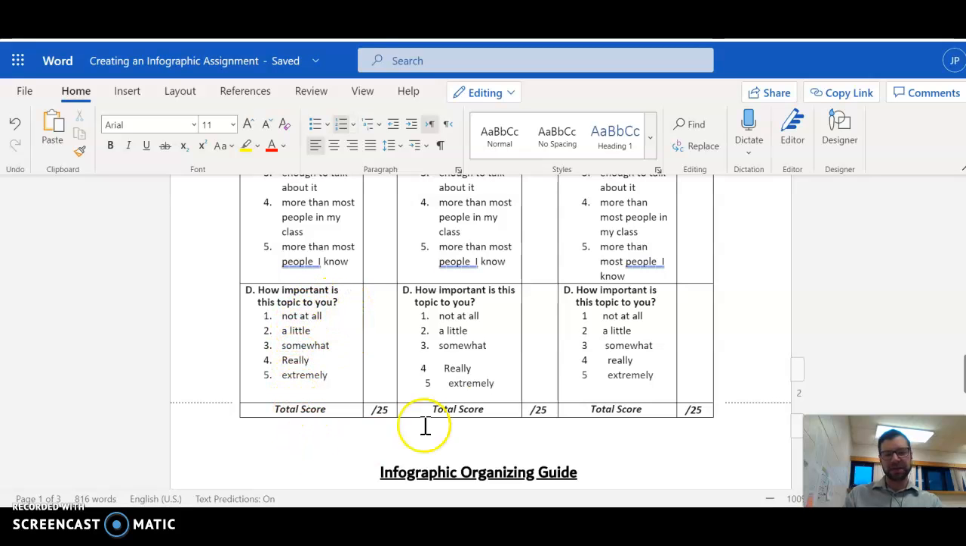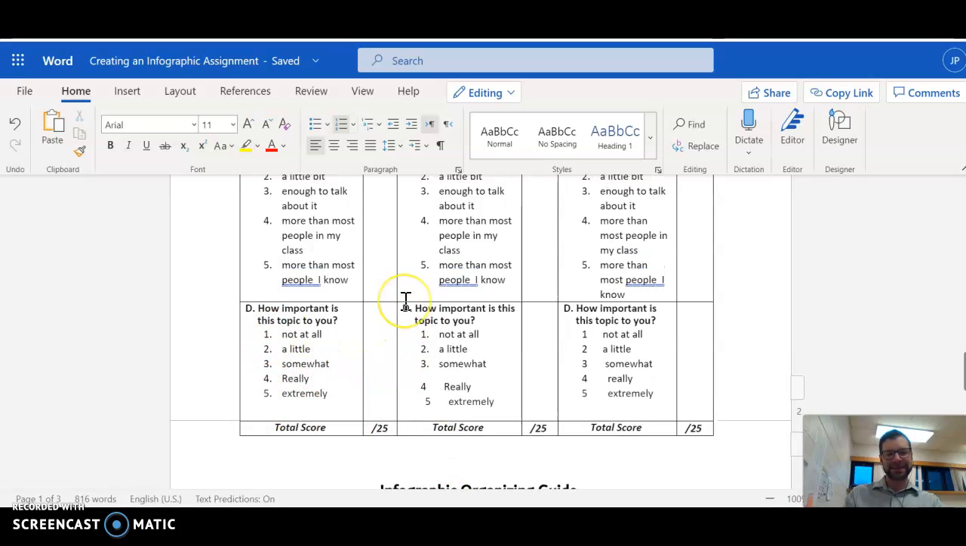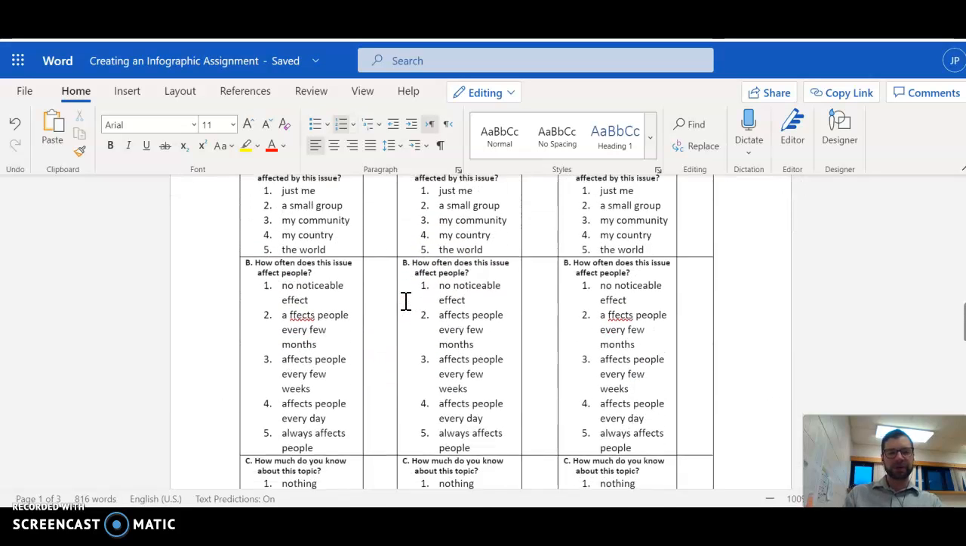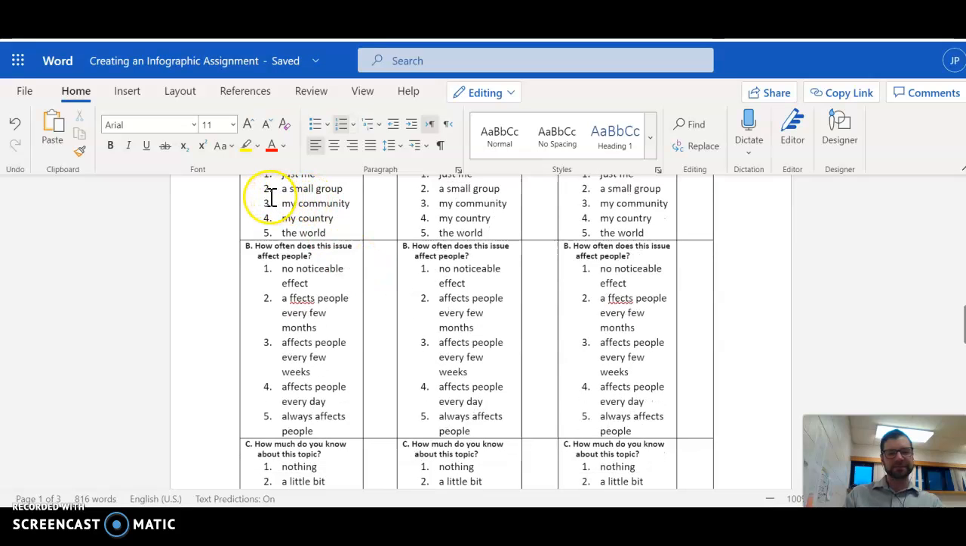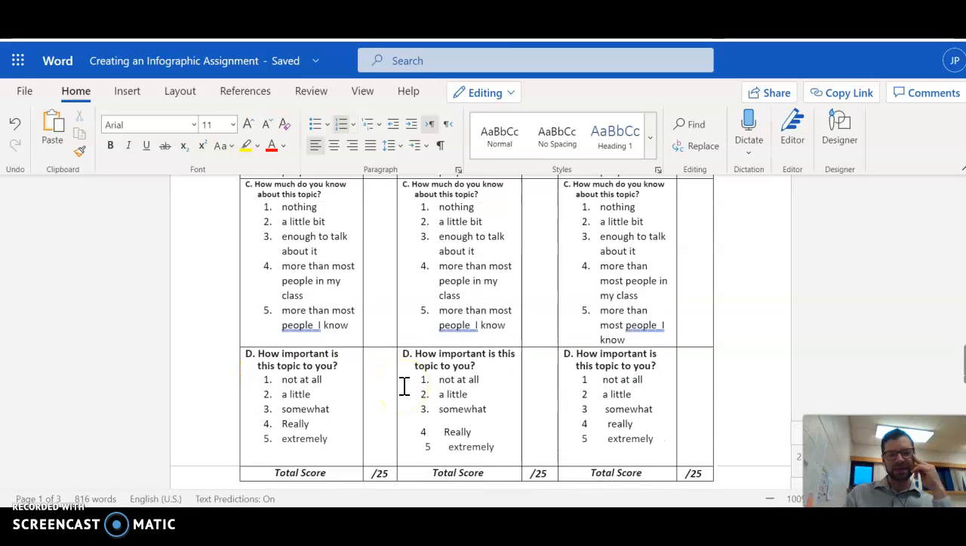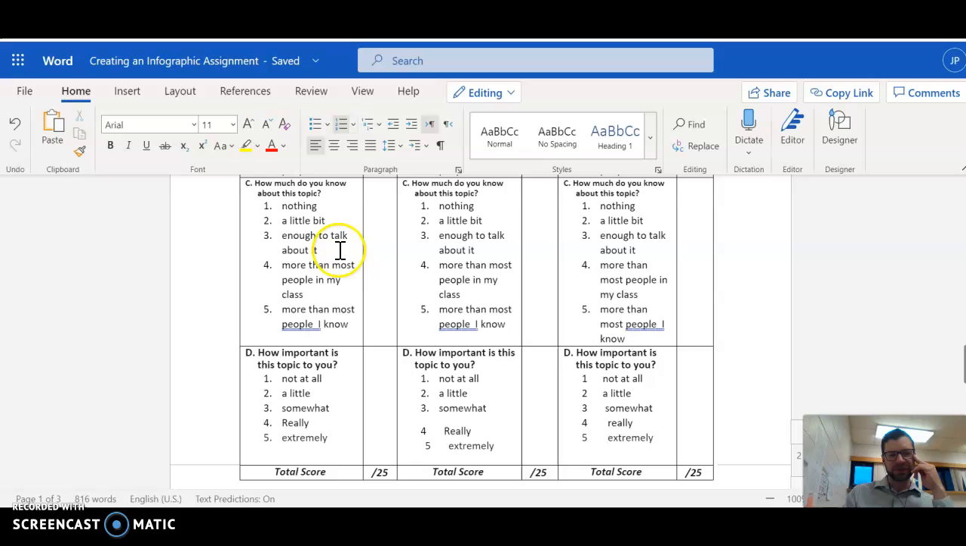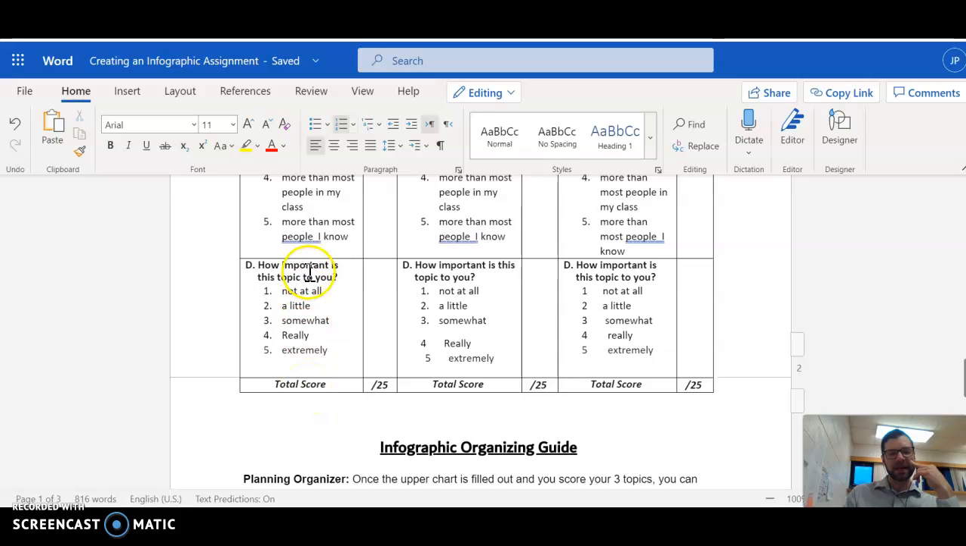So the whole point here is that you're going to add up all of your answers at the end. So if you picked "my country," so there's 4, and "affects people every day," there's 4, there's 8. And how much do you know about this topic? Well, enough to talk about it. So 8 plus 3 is 11. And how important is this topic to you? A little. So 2, so we got 13 out of 25.